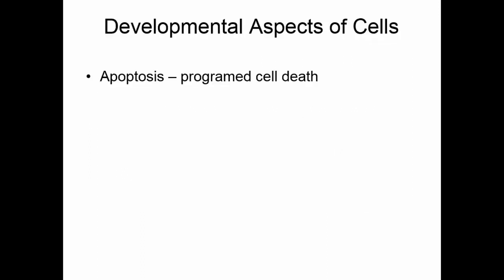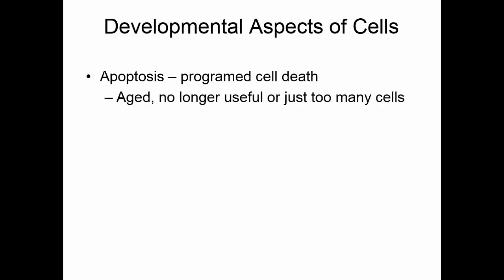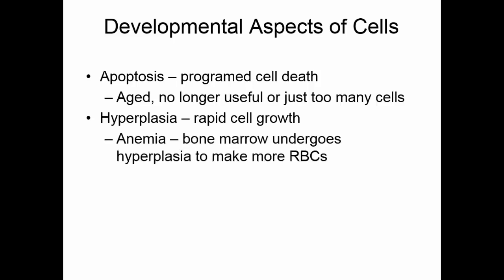Apoptosis is programmed cell death. This can occur when cells are no longer useful, when they're aged. If cells become too crowded, some of them may die. In the developing embryo, we have some cells that we need only briefly, and then they disappear by apoptosis. Hyperplasia occurs when we have rapid cell growth. When someone has anemia, they don't have enough red blood cells, the bone marrow will undergo hyperplasia, rapid cell growth, to make more red blood cells.